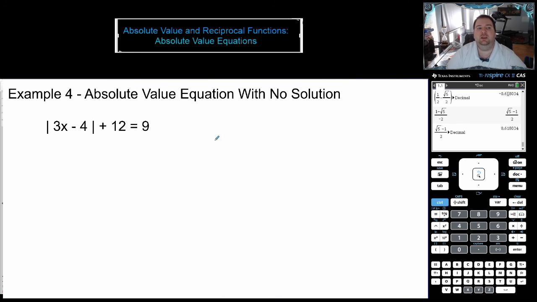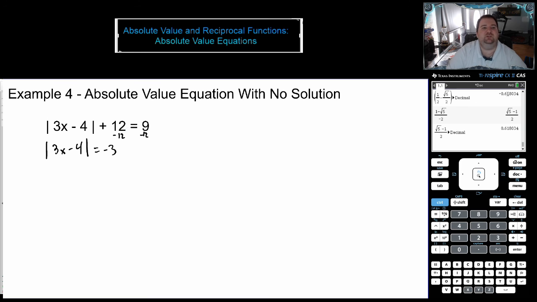We're going to be looking at this example, which is an absolute value equation with no solution. I think you probably know what's coming, but let's just solve algebraically and see what's about to happen. Our first step is always going to be to isolate our absolute value expression. So the absolute value of 3x minus 4 is going to be equal to, now we want to subtract this 12 out from both sides to get this absolute value expression isolated. So 9 minus 12 is negative 3.